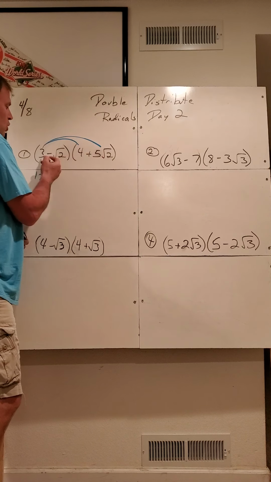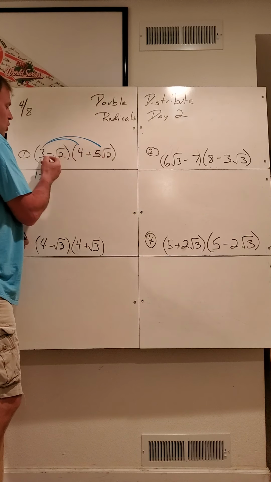Double distribution. I do my double distribution, whole number, radical. Don't mix them up. Second double distribution. Minus times plus is minus root 3 times root 3, root 9.